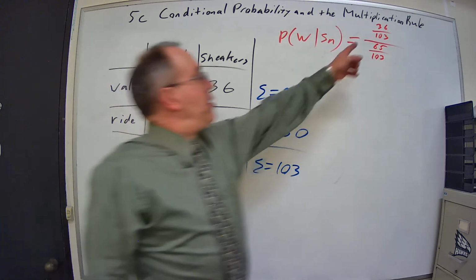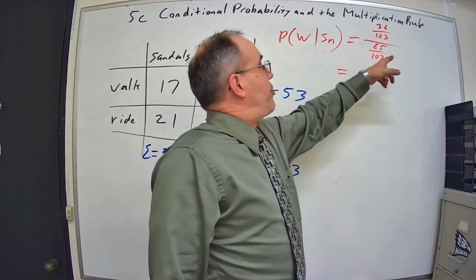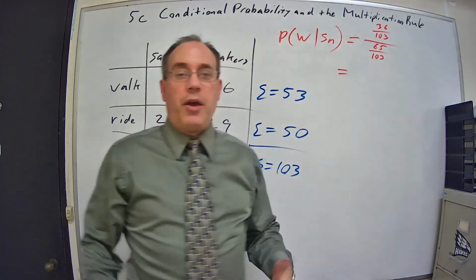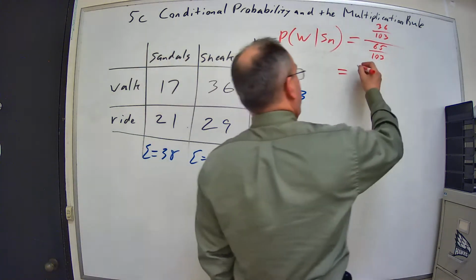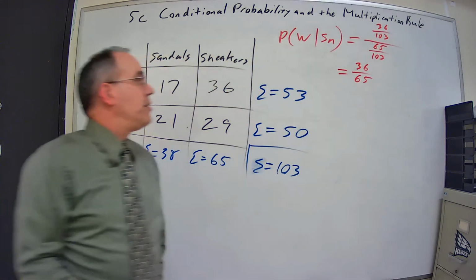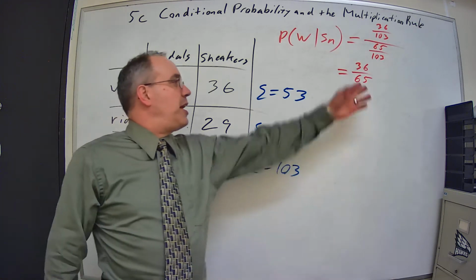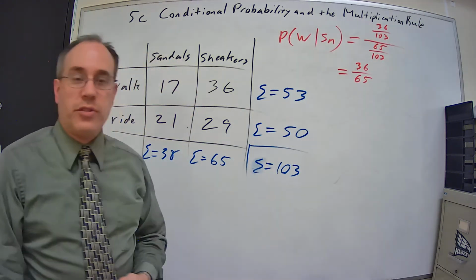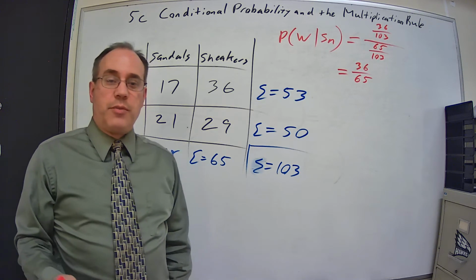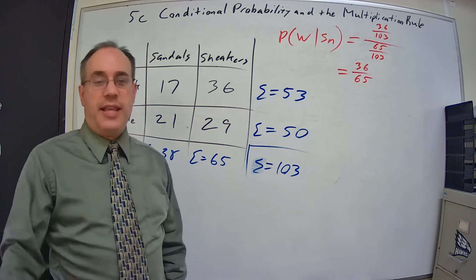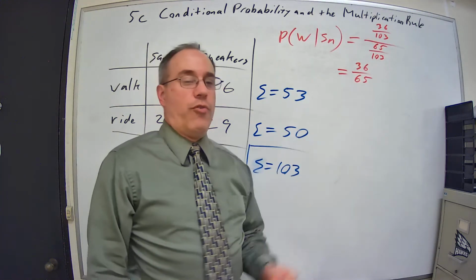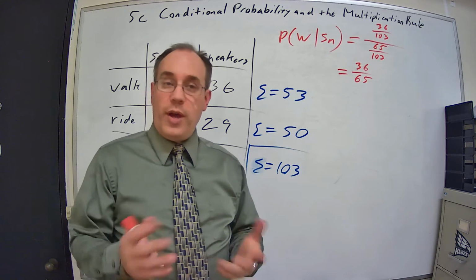So now I have to do a little bit of a division there. Luckily, 36 over 103 divided by 65 over 103. If I multiply the top and bottom by 103, I come down to 36 over 65. And I see that that's not going to simplify anymore. So the probability that we randomly select a person who prefers to walk, given that they're wearing sneakers, is 36 over 65.